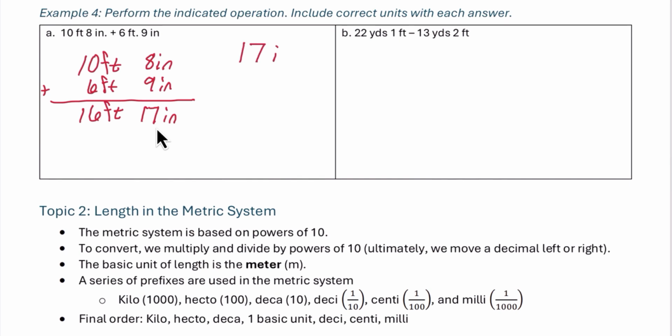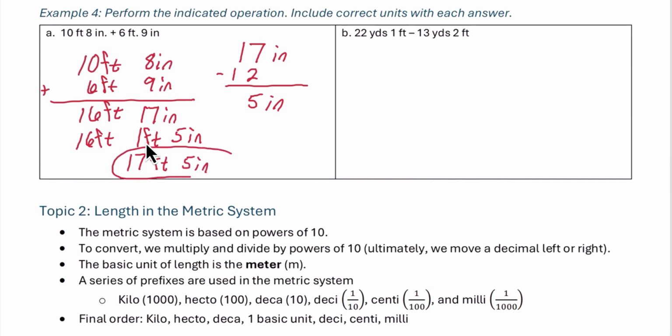17 inches. 1 foot is 12 inches, so if we subtract 1 foot or 12 inches, we get 5 inches left. We now have 16 feet. 17 inches we can write as 1 foot plus 5 inches. Now, 16 feet plus 1 foot is 17 feet, 5 inches. So the total sum is 17 feet, 5 inches.